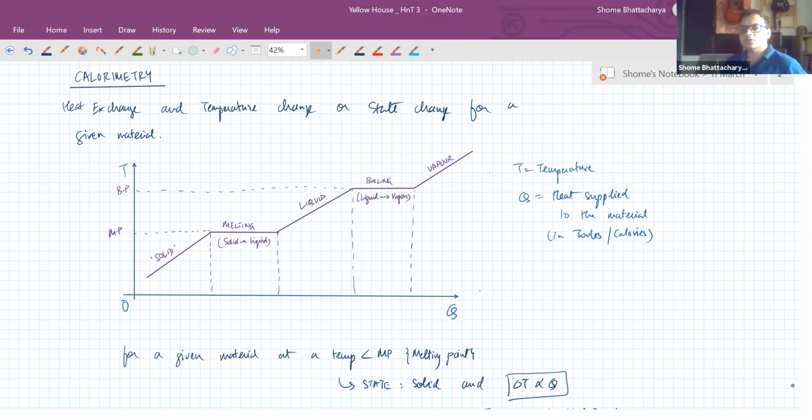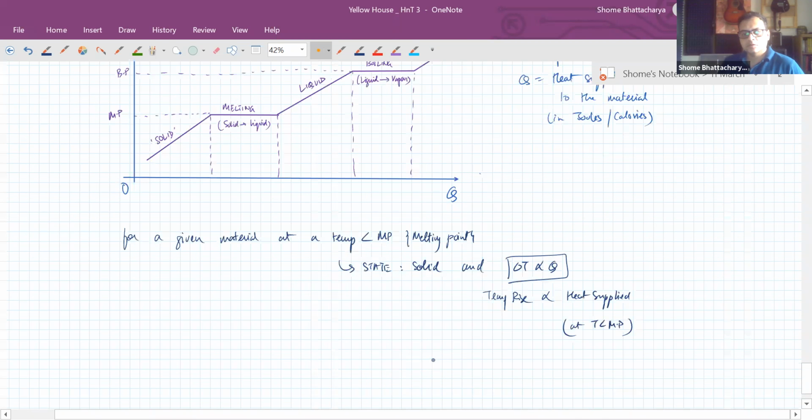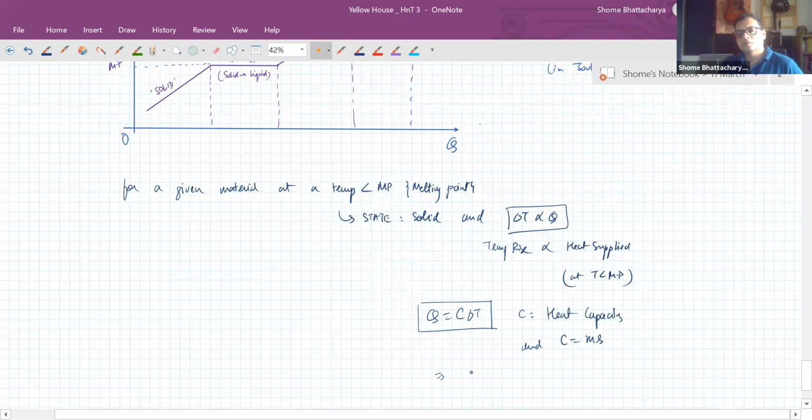So that constant, as you know, is called the heat capacity. So Q is equal to C into delta T, where C is called the heat capacity, and further the heat capacity is the mass multiplied by specific heat capacity. So we have the formula Q is equal to ms delta T. This is a formula that you're familiar with from before.